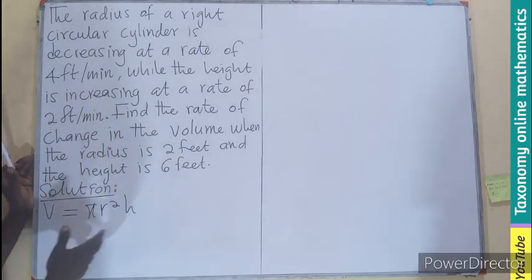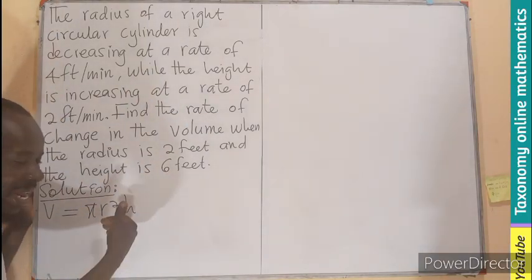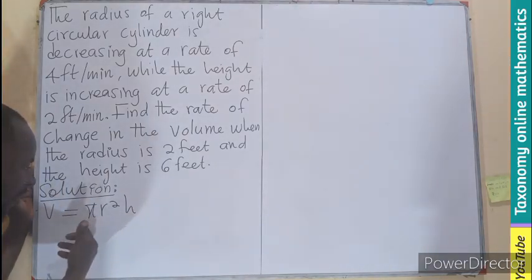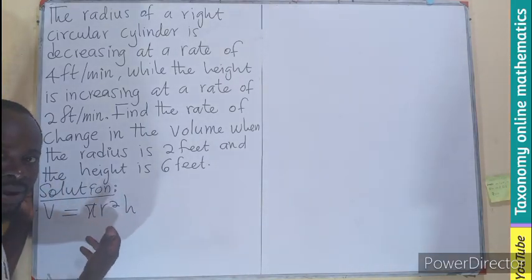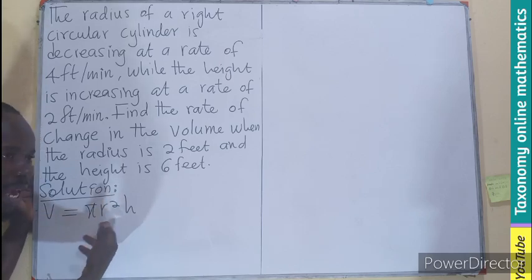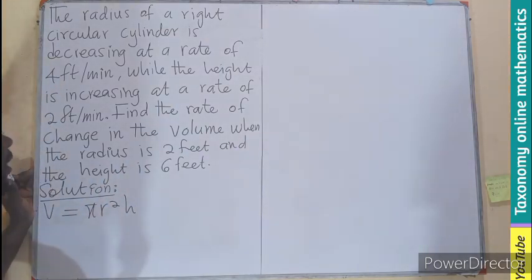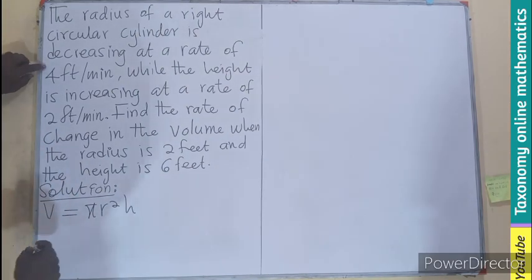So, if you have the formula indicated, the next thing is to differentiate. If you are to differentiate this, you can see both are not of the same kind, so we need to apply implicit differentiation. But before then, we can state the information that we have.